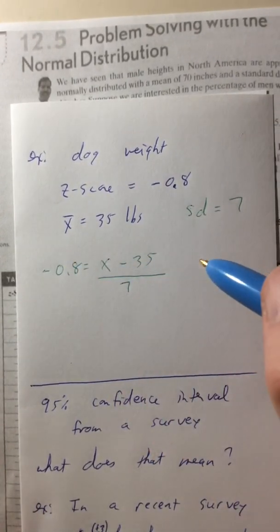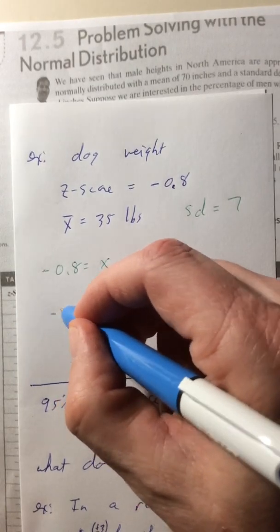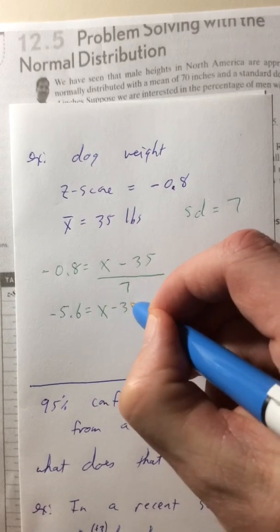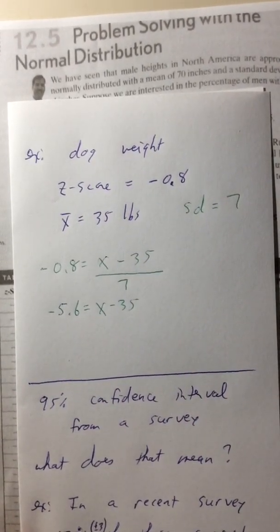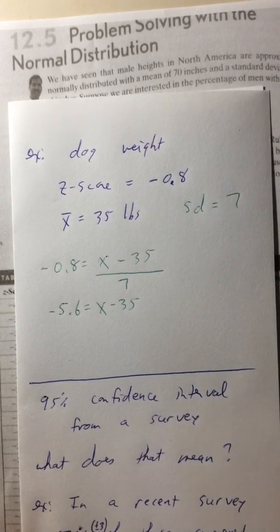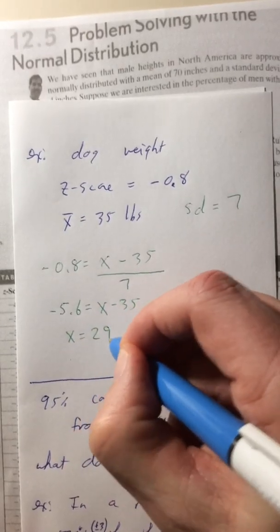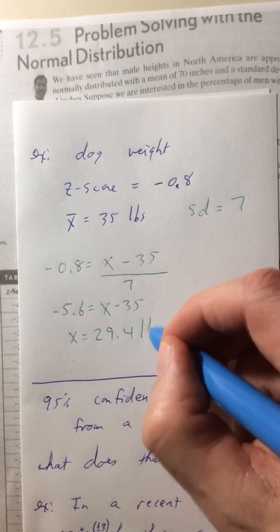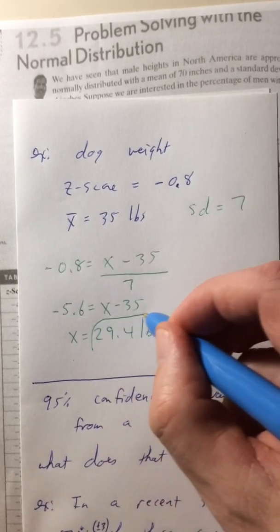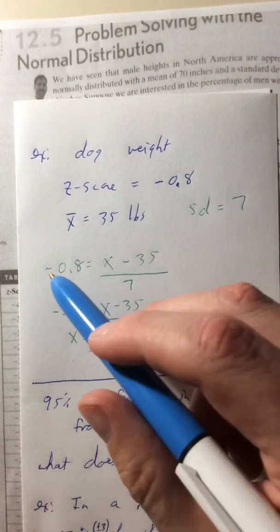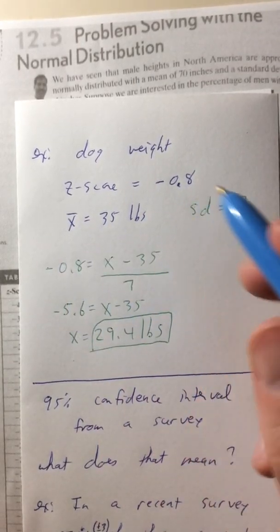So 7 times negative 0.8 is negative 5.6 equals x minus 35. And then we're going to do 35 minus 5.6. Just making sure I don't get wrong answers here. 29.4. So x equals 29.4 pounds. So Bob's little dog weighs 29.4 pounds. Again, just a simple application of our simple formula here.